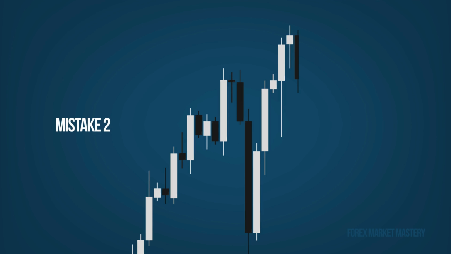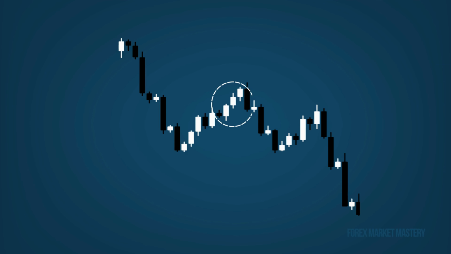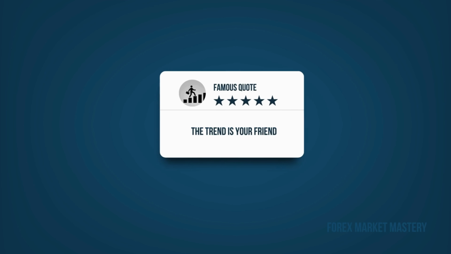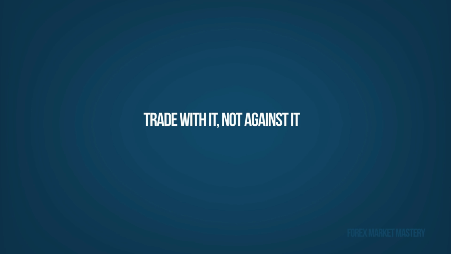Mistake 2, ignoring the broader trend. Trading a bullish pattern in a strong downtrend is low probability. The trend is your friend. Trade with it, not against it.